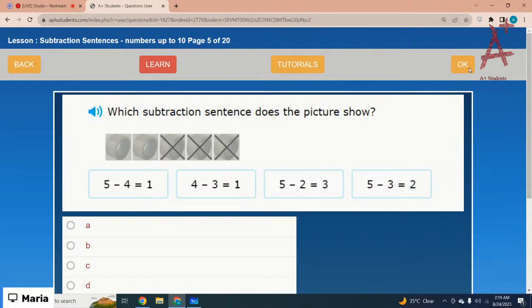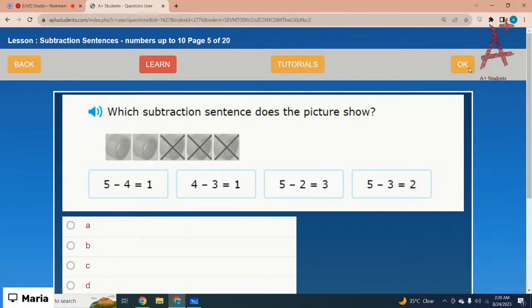Which subtraction sentence does the picture show? First of all, you have to count them all, right? How many of them? They are 1, 2, 3, 4, 5, right? Then you have to count the ones that are crossed out. How many of them are crossed out? 1, 2, 3, 3 of them are crossed out, right?